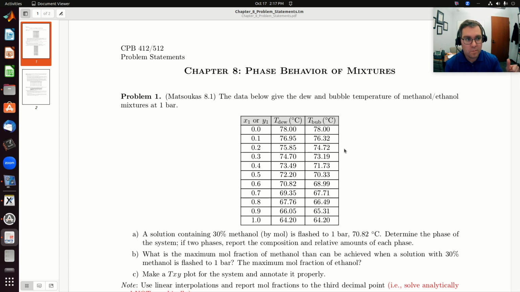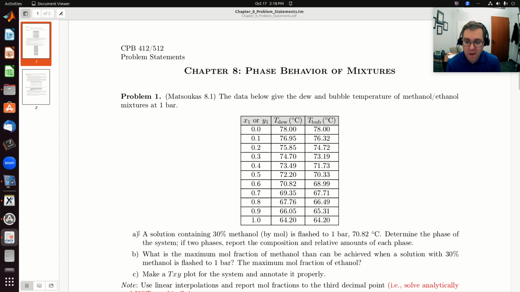Now I'm going to emphasize, one of the most valuable skills that you can develop is being able to sketch a TXY and PXY phase diagram, so that I can use that to visualize or interpret what the data is that I'm given here, and then use that in terms of solving part A.